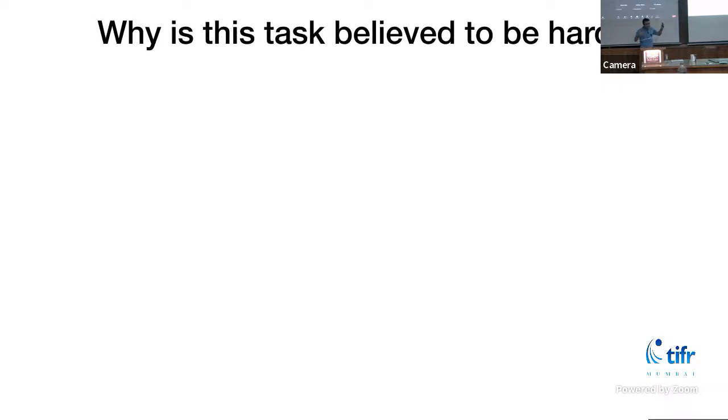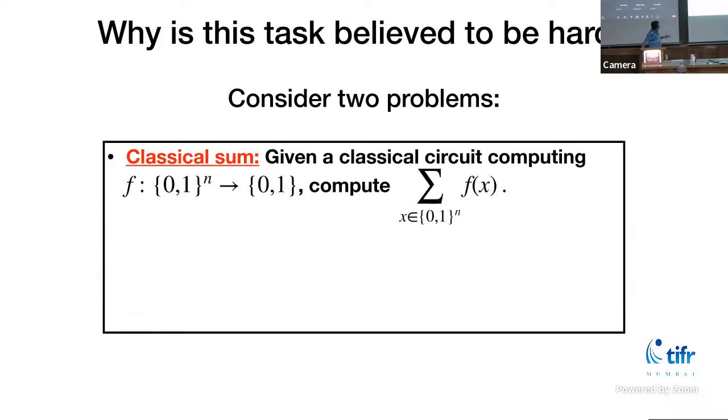Okay, why is this task of random circuit sampling believed to be hard? Let me give you a brief sneak peek into how the hardness proof works. Now consider two problems. The first is what I call a classical sum problem. Given a function f from {0,1}^n to {0,1}, compute the sum over x of f(x).